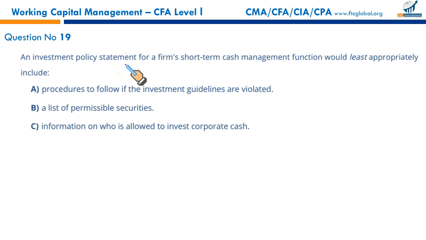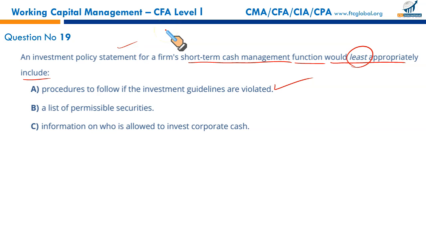An investment policy statement for a firm's short-term cash management function would least appropriately include what? Investment policy statement for our treasury function, where we use our surplus cash to generate some returns. So which of these must not be included? Least likely to be included. A. Procedures to follow if the investment guidelines are violated. Yes, this must be included. If the guidelines are violated, what are the penal actions to be taken against those who violated the investment policy statement.